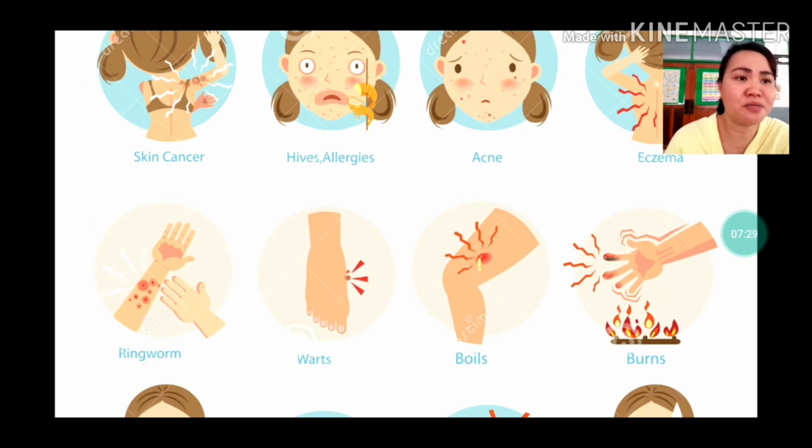Next are examples of skin issues that we could experience, like skin cancer, hives, allergies, acne, eczema, ringworm, warts, boils, and burns. So those are examples of skin problems that we could experience if we're not taking care of our body. For example, if we don't take a bath every day, or we don't clean our body or our skin, and mostly if we have allergies to certain kinds of food, that's the time that our body reacts and it will turn into rashes or allergies.